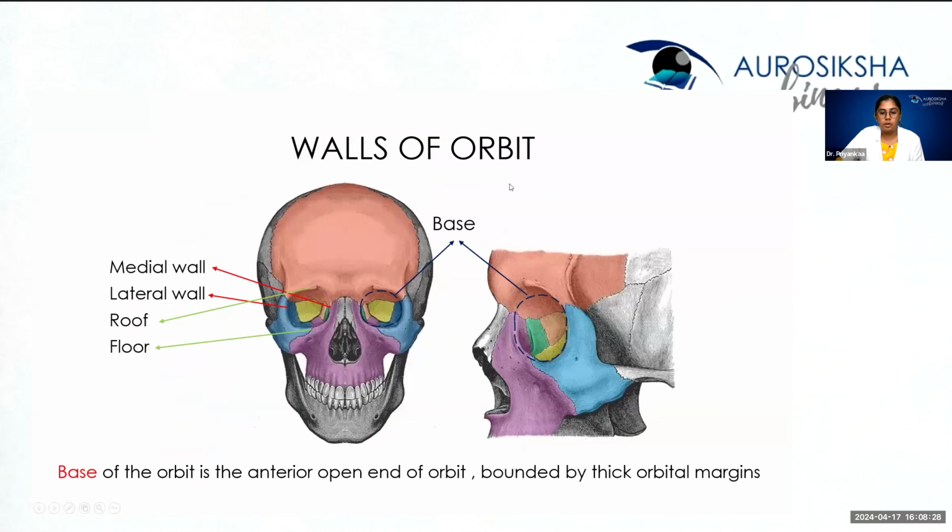Moving on to the walls of the orbit, as I've mentioned, all these bones together form the 4 walls of the orbit. The 4 walls are the medial wall, medial meaning it is towards the center of the nose, the lateral wall, meaning it is away or outward in the eye, and the roof and the floor. Also, speaking about the base of the orbit, it is nothing but the anterior open end of the orbit, which is bounded by these bones and its margins.